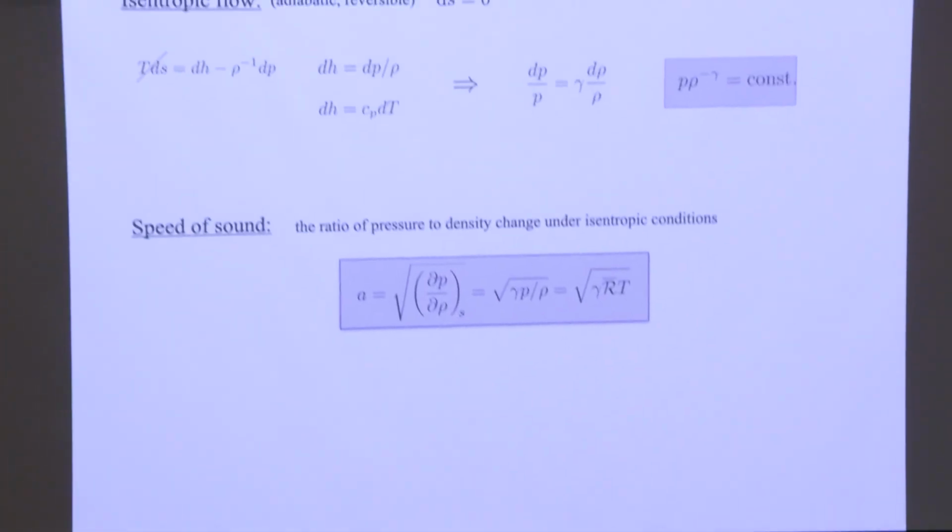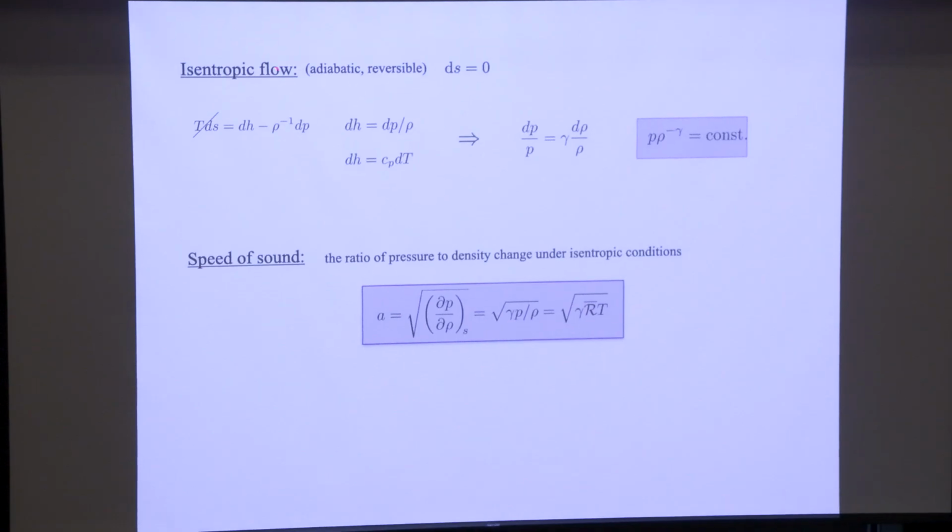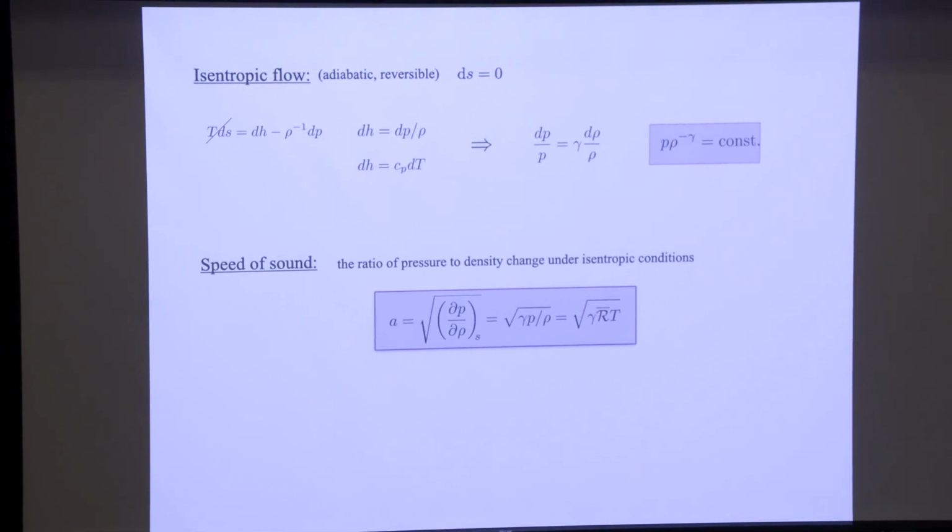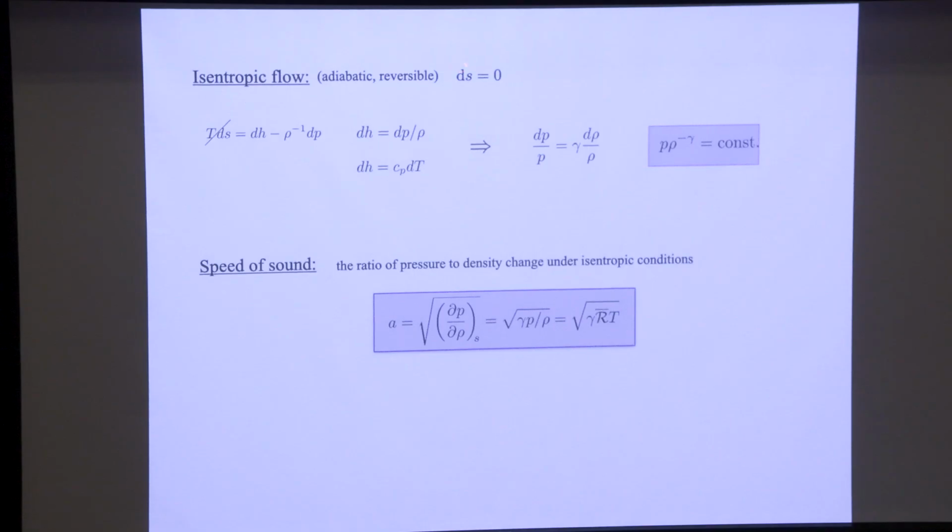One last thing is the speed of sound for an isentropic flow, which is adiabatic and reversible. Then the entropy does not change, so ds is equal to 0, and so we have another relation that relates the enthalpy H with density and pressure. So we have two relations: one, dH is dP over rho, and one, dH is Cp dT. From those two you can obtain the so-called isentropic relation, which is P rho to the minus gamma is always a constant, gamma being the ratio of specific heats.